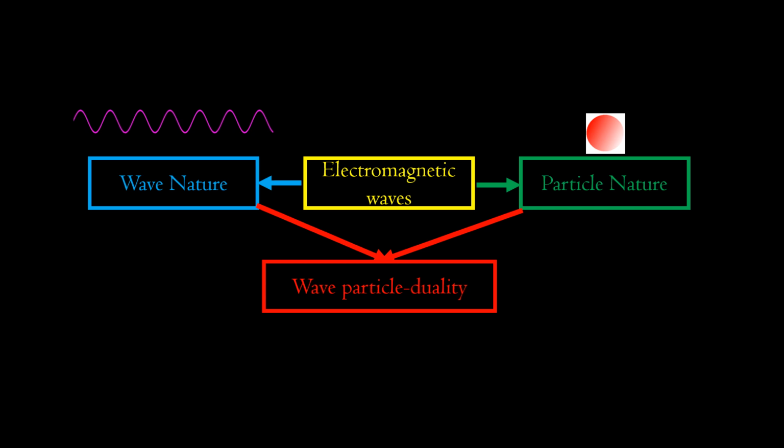We have already spoken about the wave nature of electromagnetic waves, and now we turn our attention to the particle nature of electromagnetic waves. A particle of electromagnetic radiation is called a photon. A photon is a quantum, or it is like a packet of energy.